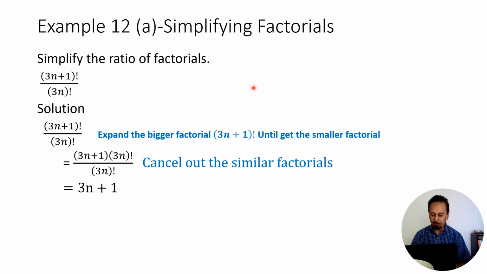Simplify the ratio of factorials. So you have (3n plus 1) factorial over (3n) factorial. By definition, we can expand. 3n plus 1 is bigger than 3n, so we can start with this one. So 3n plus 1 is the first term, and then subtract 1 to get 3n, and I see the same factorial, so we stop here and put factorial. Now you can see we can cancel out, which gives you 3n plus 1.